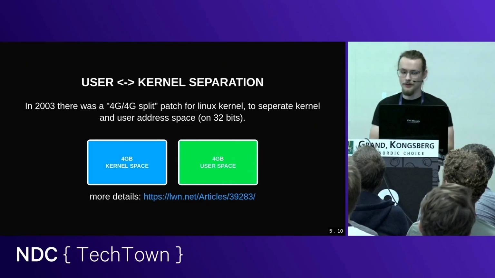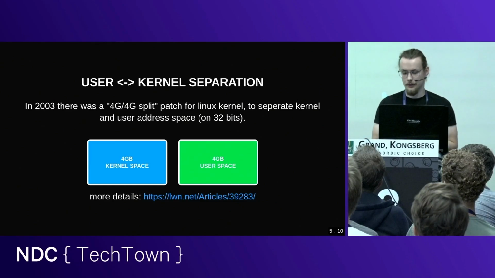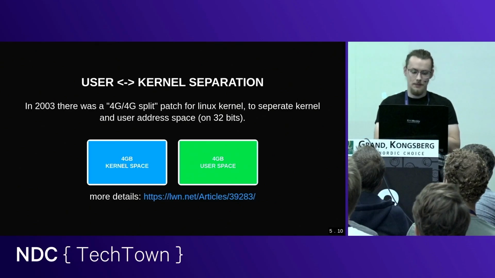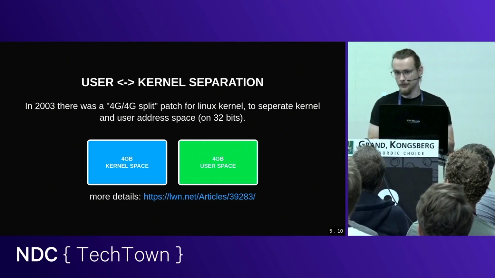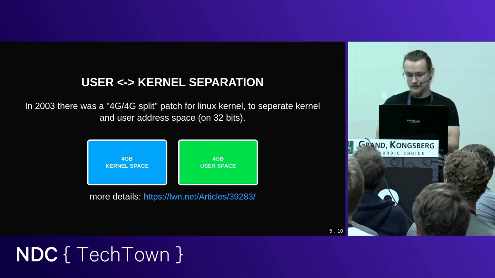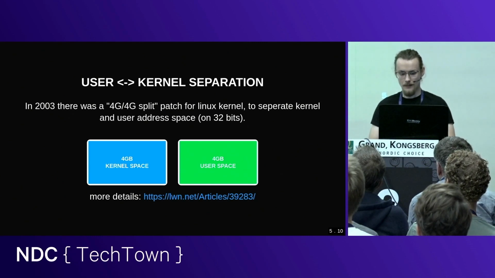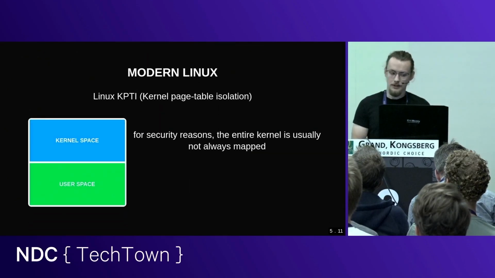There was a patch in 2003, which was never merged, but there were a couple of distros using it, and it was totally separating kernel and user space into two distinct address spaces. So then the kernel had 4 gigabytes for itself, and then the user space had 4 gigabytes as well. How does it work on modern Linux?